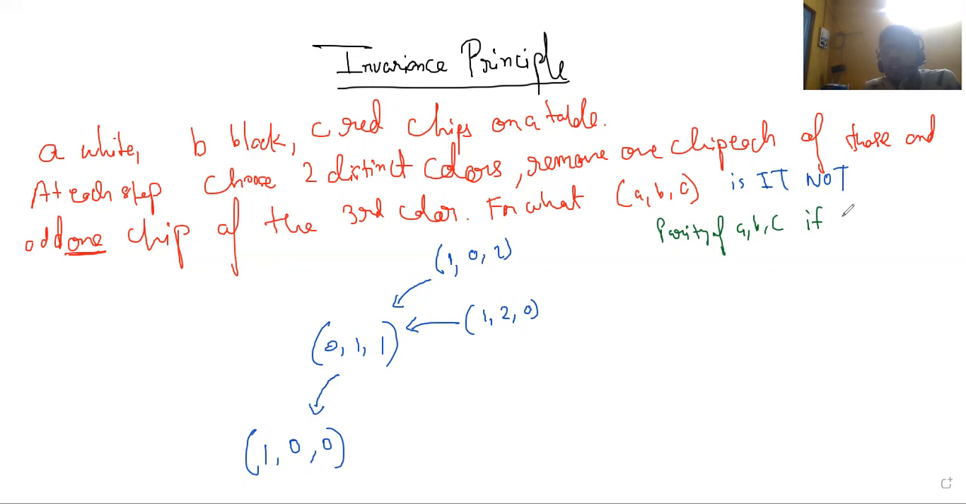Okay, so you're saying that if A is odd, then B comma C has to be even. Okay, you're not saying that. If A is odd and B comma C are even.